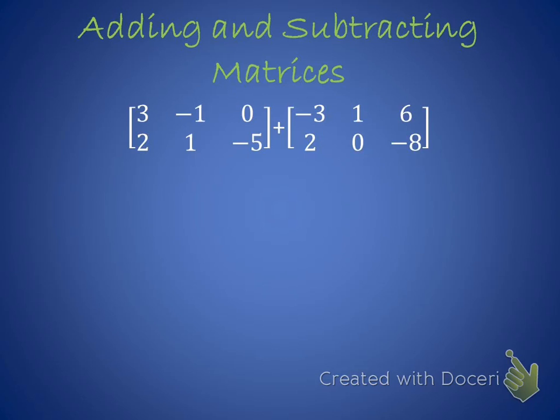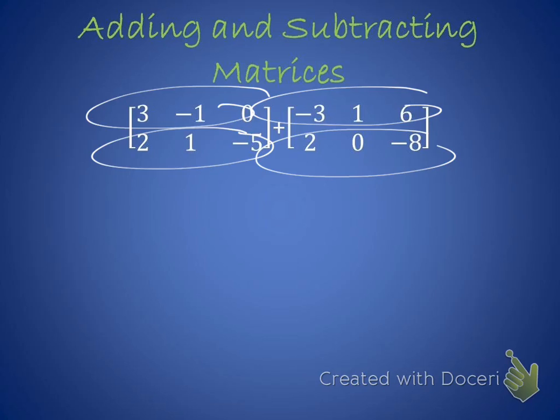Okay, so the first example. First of all, let's check out: can we add these together? So let's check out our rows. How many rows do I have in the first matrix? 2. 1, 2. How many rows do I have in the second matrix? 2. 1, 2. So far, so good.